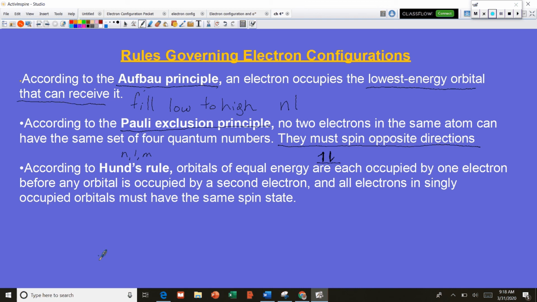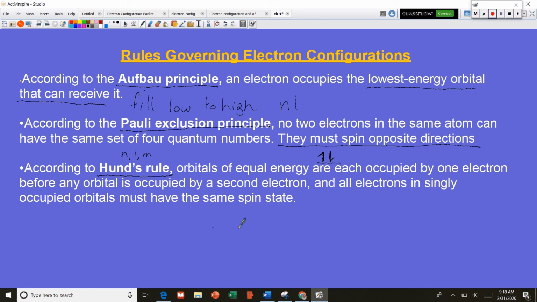All right, moving on. According to Hund's rule, Hund's rule is the third guiding rule. And it says orbitals of equal energy are occupied by one electron before any orbital is occupied by a second electron. And all electrons in a singly occupied orbital must have the same spin state.